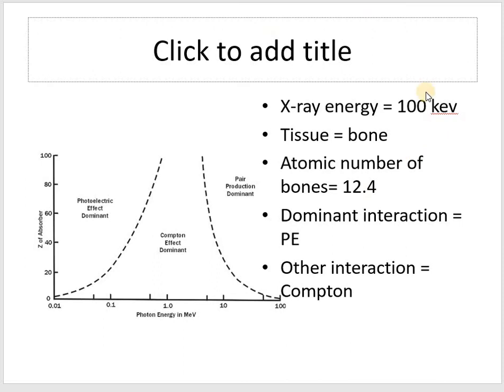The same kVp setting with 100 keV maximum, effective energy 33. So at 33, let's say this is 33, interacting with bone tissue with atomic number 12, let's say this is 12, the photoelectric interaction is the dominant interaction. Other than photoelectric interaction, there will be another interaction known as Compton. So the two interactions will occur with bone tissue, but the dominant interaction will be photoelectric.